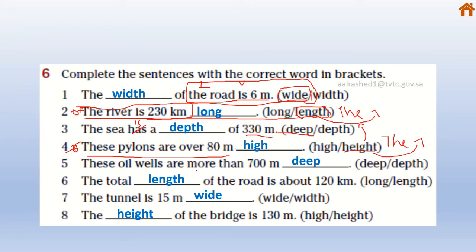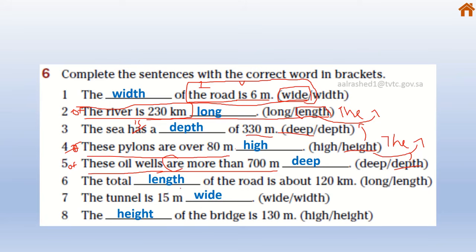5. These oil wells are more than 700 meter deep. We need to use depth. اسم البعد at the beginning. Again the depth جزء من الكل of. أتكلم عن مين أنا؟ those oil wells. كيف عرفت؟ لأن عندي are، أي شيء بعد ال are from the start of the sentence the subject هو فاعل الجملة اللي نتكلم عنه. تكمل الجملة till the measurement unit.